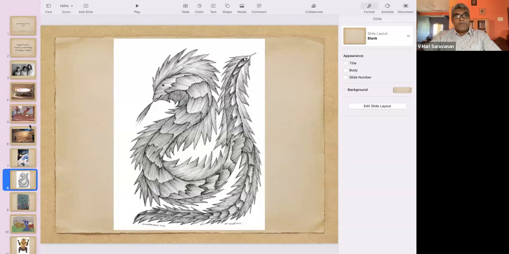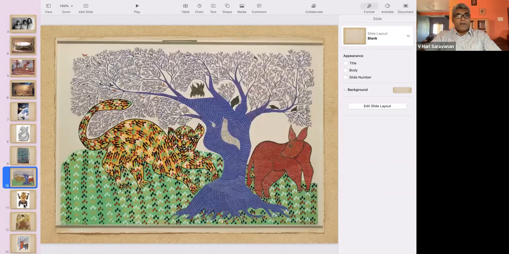Here is his visualization of the serpent, again coming from the Pardhan oral narratives. Then he started to innovate with lives on trees, animals, and here is an image of the goddess.